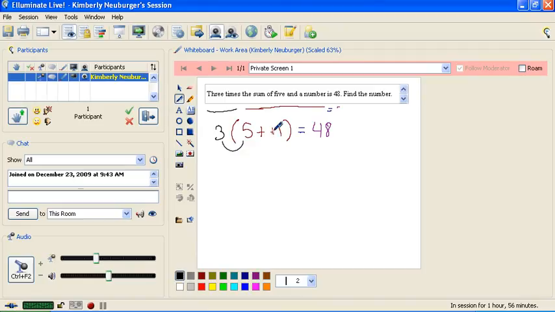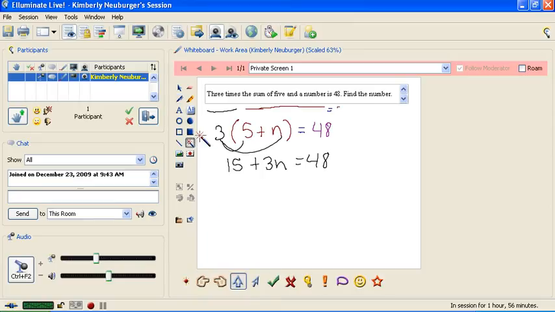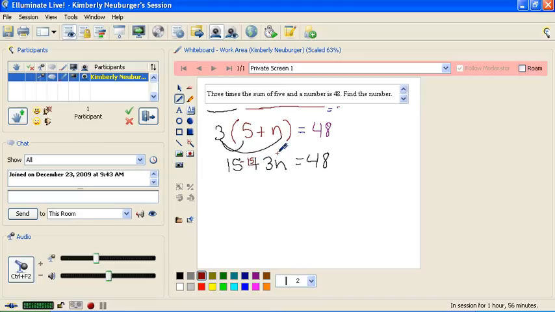First, you need to distribute your 3 to get 15 plus 3n equals 48. Now we need to move this 15 here because it's being added to our variable and all our variables are on one side. The opposite of a positive 15 is a negative 15, so let's subtract 15 from both sides. That will make these cancel, and we get 3n equals 33.